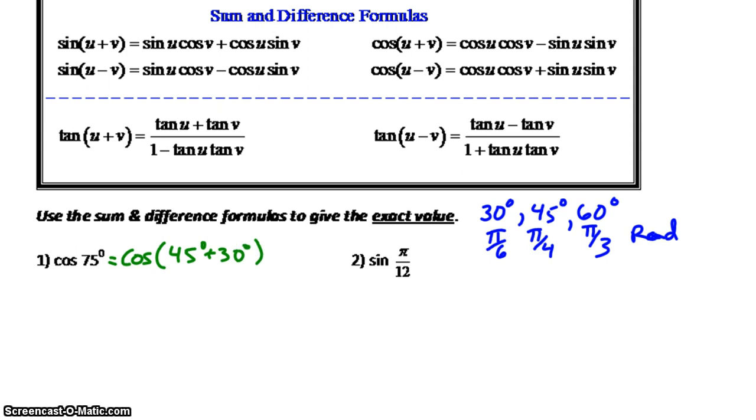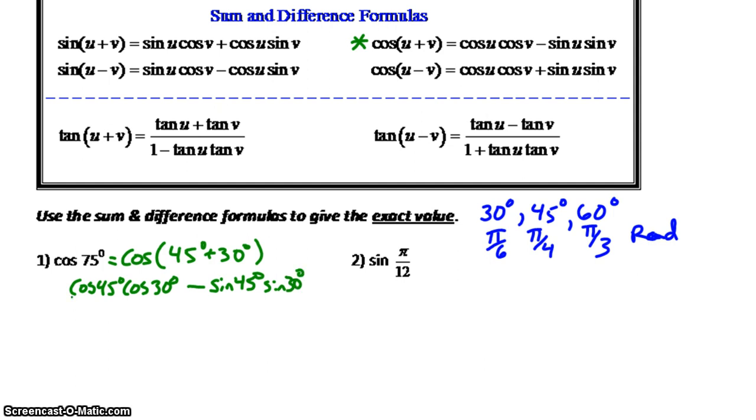Now, when I have this, I can use my formula for cosine right up here that has u plus v. So I'm going to have the cosine of the first, which is 45 degrees, multiplied by the cosine of the second, which is 30 degrees, and from that I'm going to subtract my sine of 45 degrees times my sine of 30 degrees.